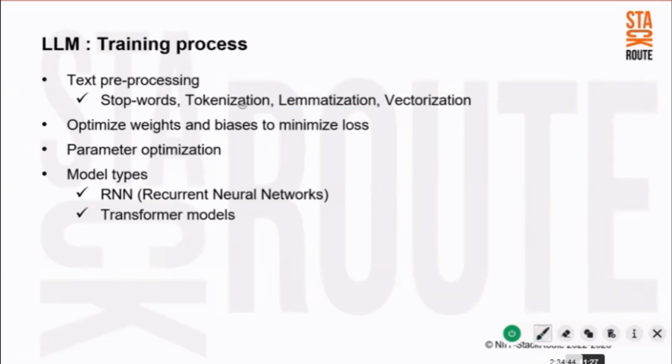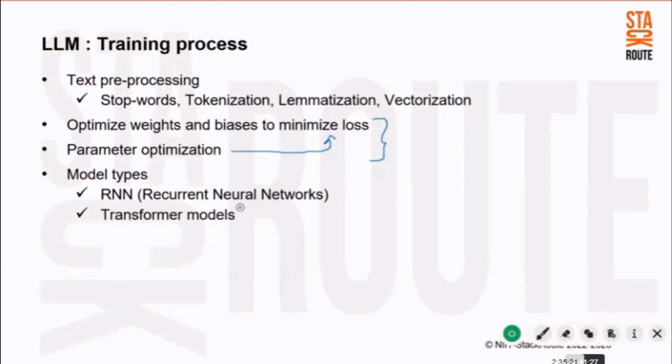Now the other part of the training process. One is text pre-processing, then optimizing the weights. If you recall, I told you some time back that there are 11 weights in the simple model. So how can we optimize those weights? That is called fine tuning of the models. These two are pretty much similar: in one you're optimizing the weights, the other is parameter optimization. Same thing.